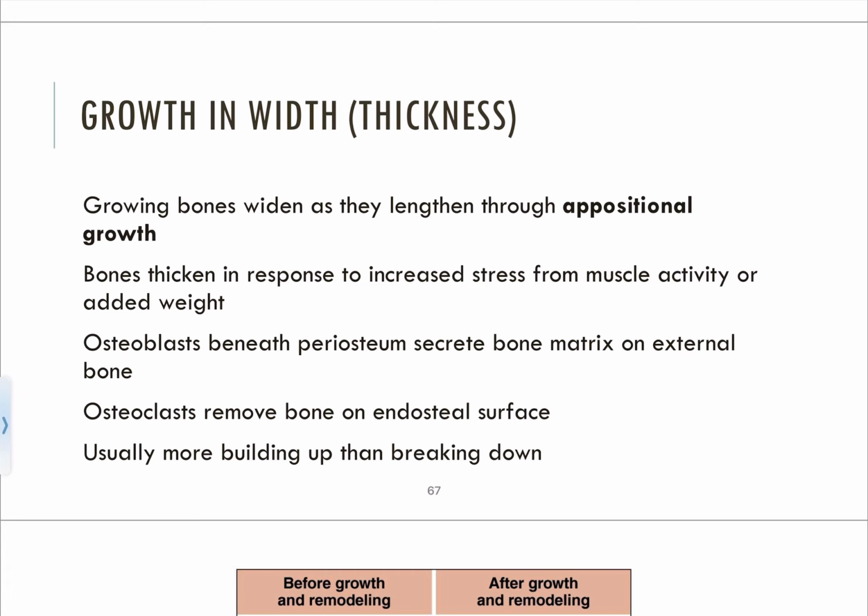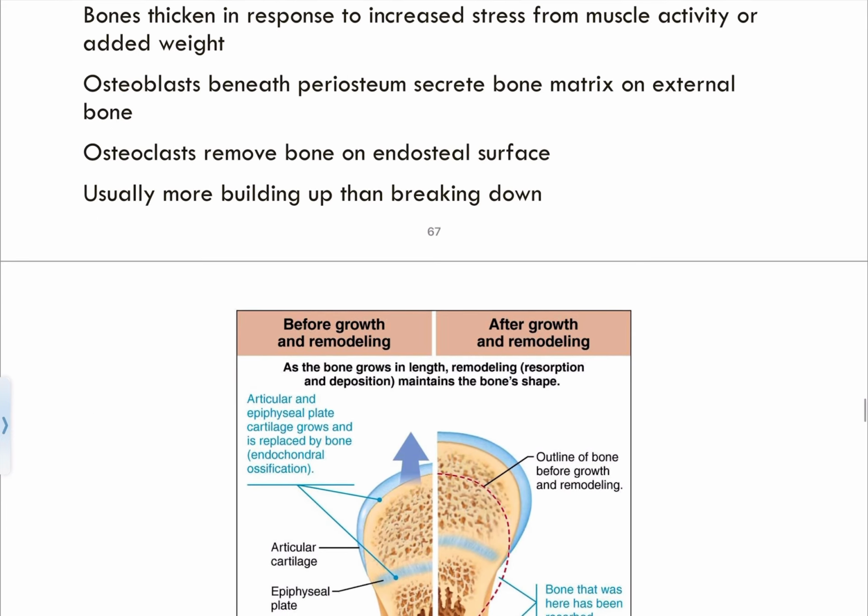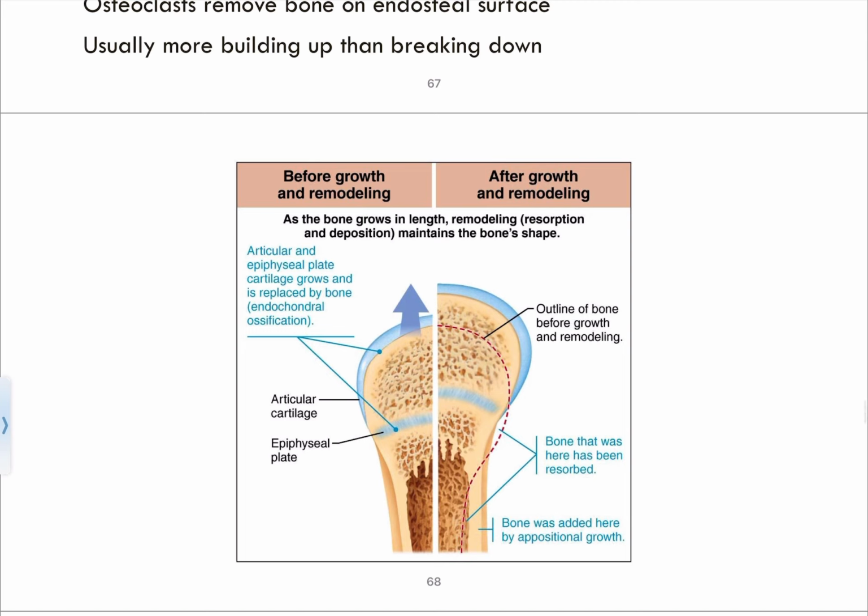Normally, we have more building up, so more osteoblast activity than we do breaking down or osteoclast activity. So that way we can produce a thicker and stronger bone. So this is just an image of bone remodeling. And like I said, anytime we have bone remodeling, we have both bone building and breakdown. So changes in the epiphyses also occur during growth in length, and that's just going to help maintain the correct proportions of bone that we need as well.